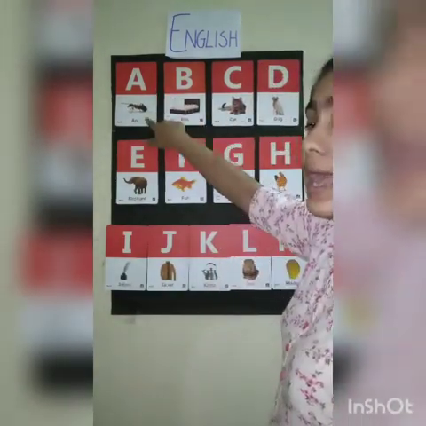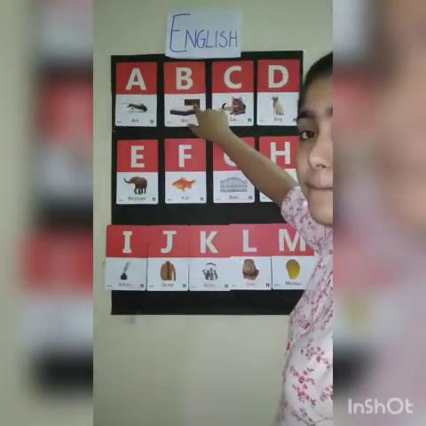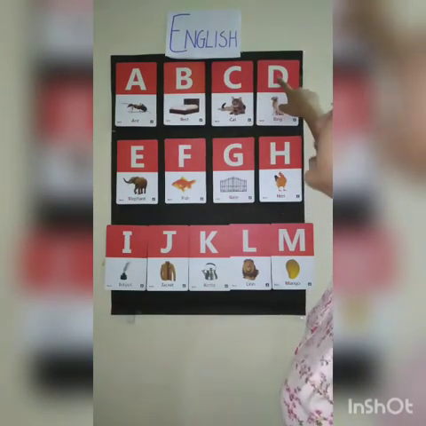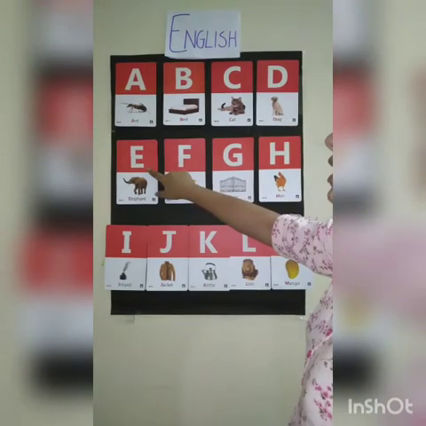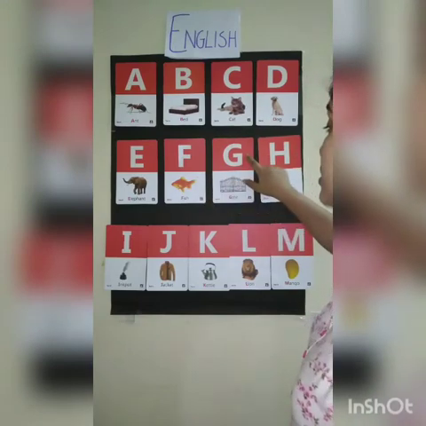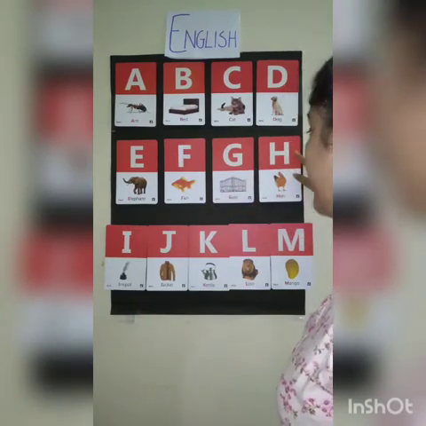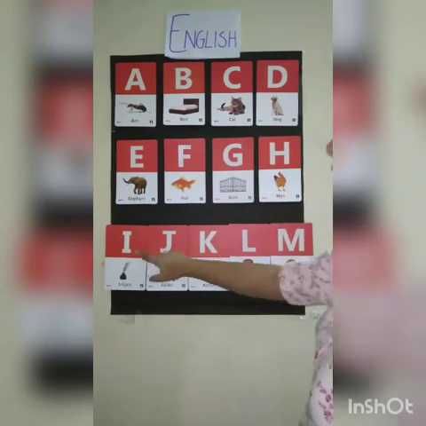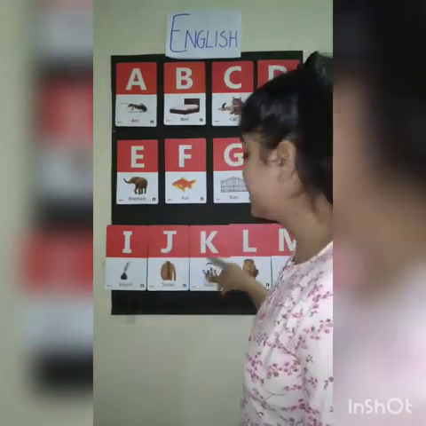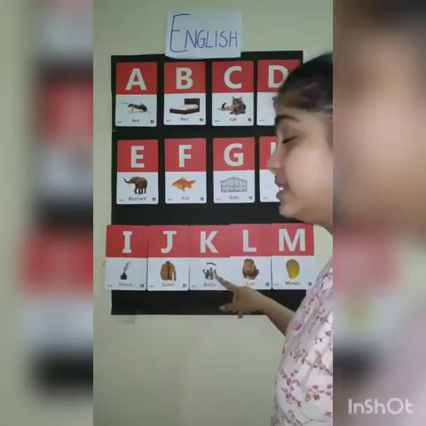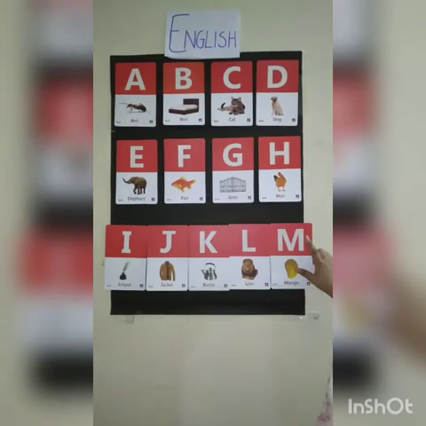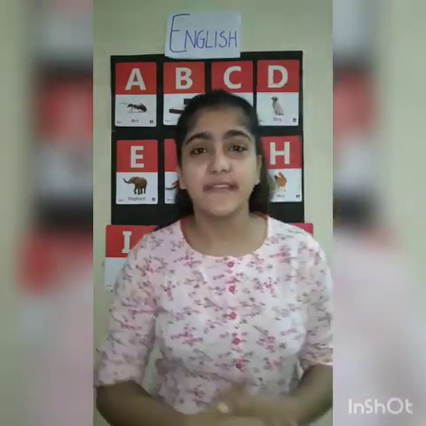A, A, and. B, B, Bed. C, C, Cat. D, D, Dog. E, E, Elephant. F, F, Fish. G, G, Gate. H, H, Hen. I, I, Inkpot. J, J, Jacket. K, K, Kettle. L, Lion. M, Mango. Okay, so we have done the revision.